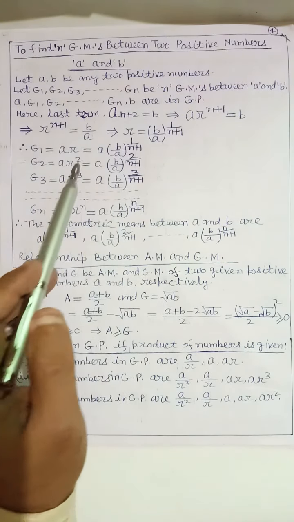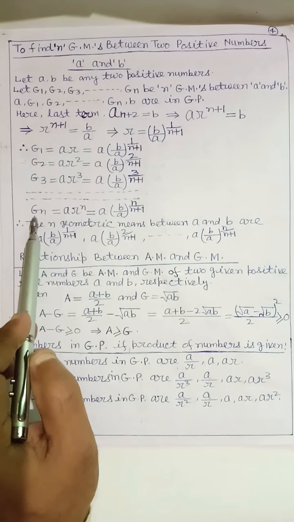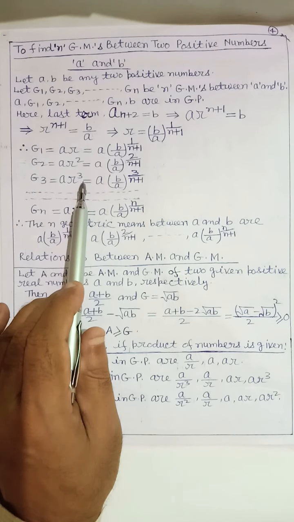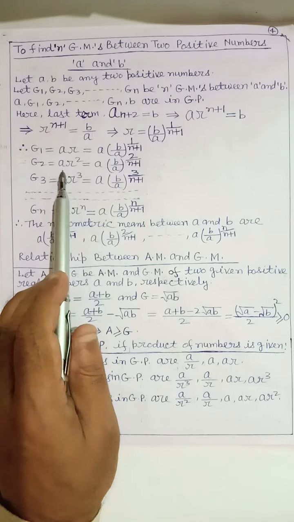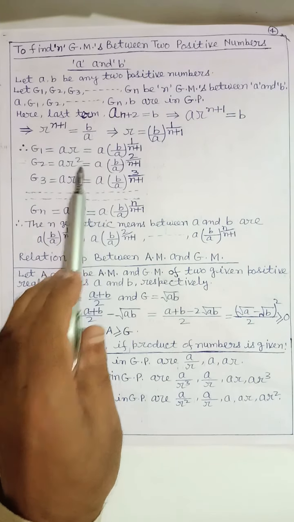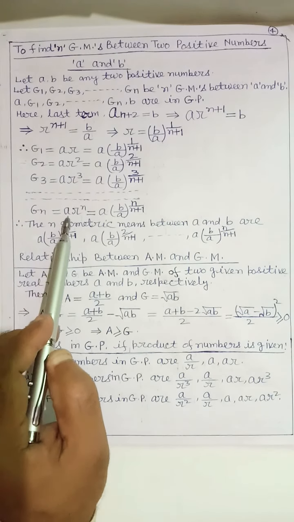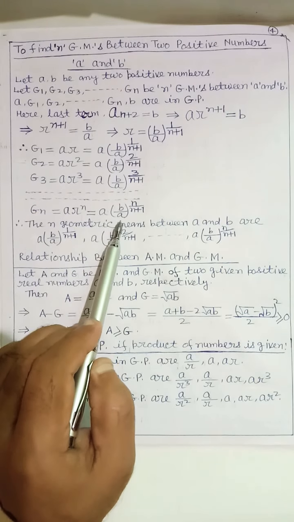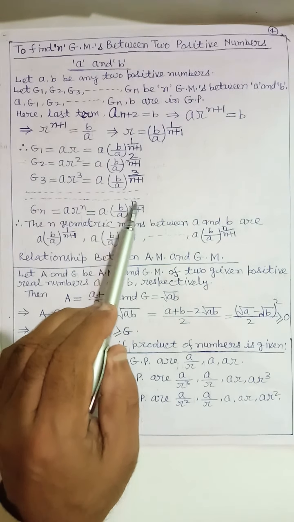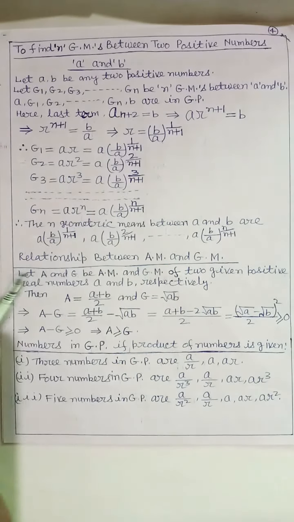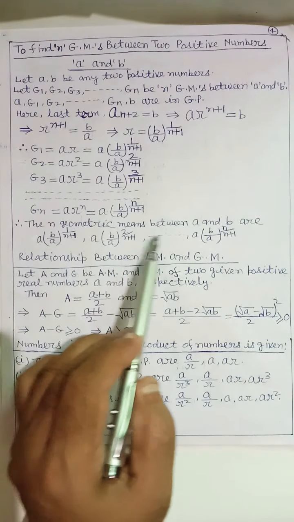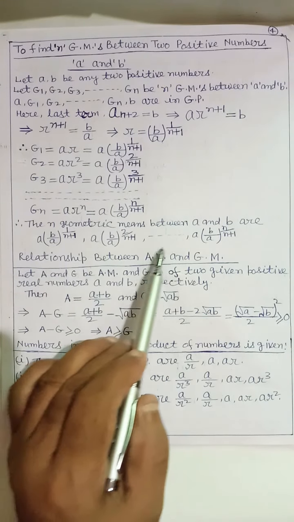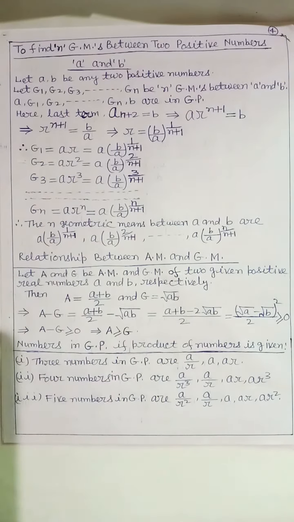Similarly G3, and using this pattern we can write Gn. Here G3 is AR to the power 3, G2 is AR to the power 2. So Gn equal to AR to the power n, equal to A into (B by A) whole to the power n by n plus 1. So the n geometric means between A and B are here we have given. These are the n geometric means.